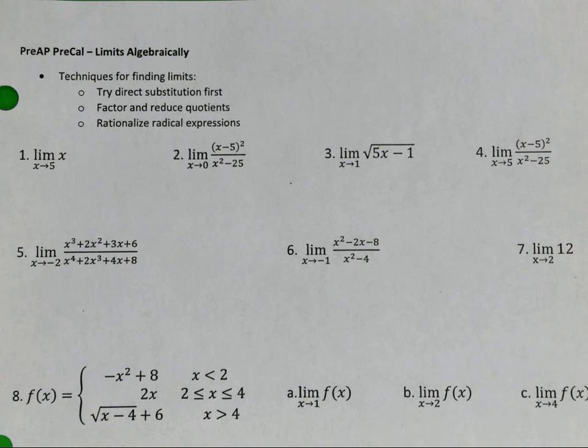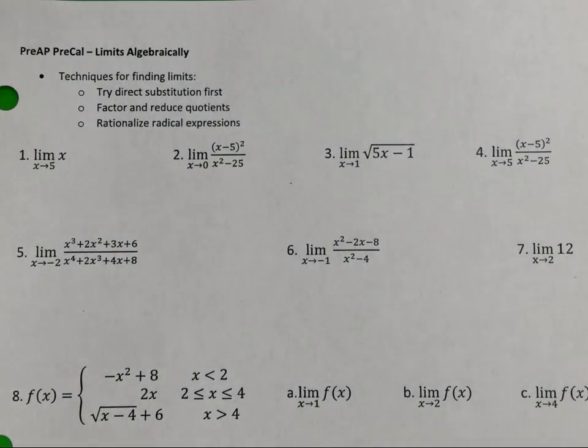Try direct substitution first. That's always your first line of defense. You're going to try direct substitution. If that doesn't work, then we're going to factor. And if that doesn't work, we're going to rationalize. You know, we have rationalize the denominator, but sometimes you might need to rationalize the numerator. So that's going to be a new vocabulary.